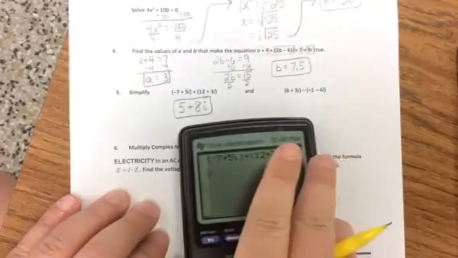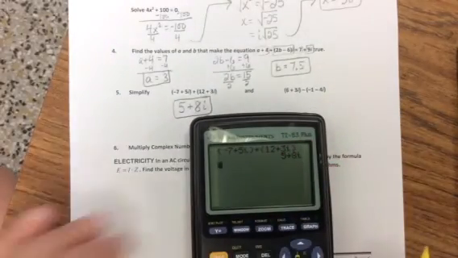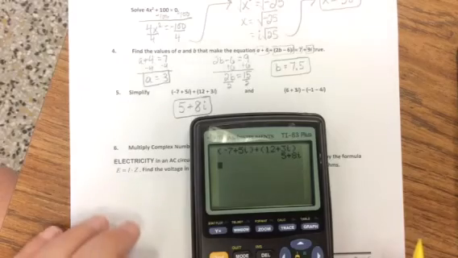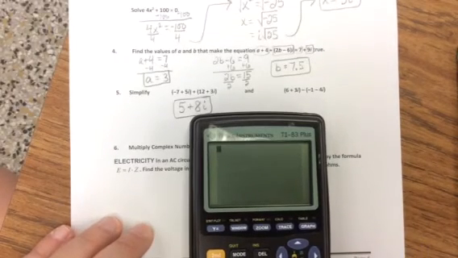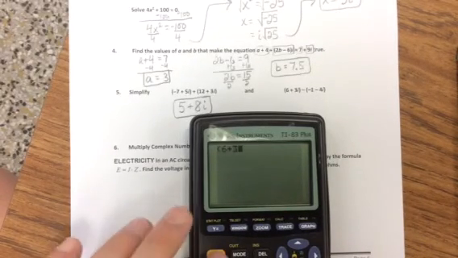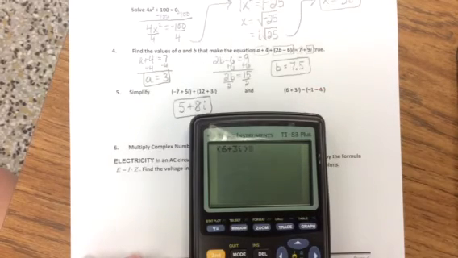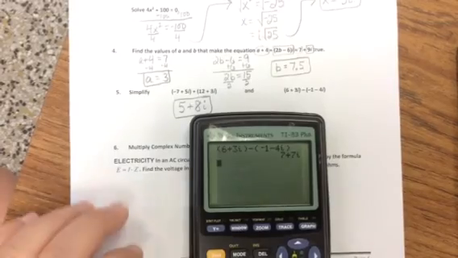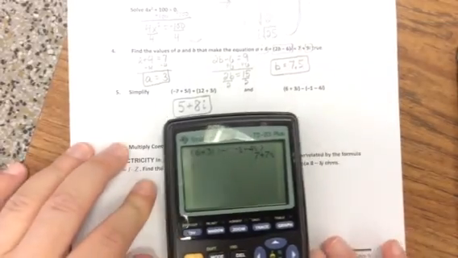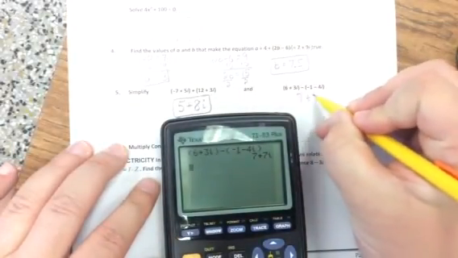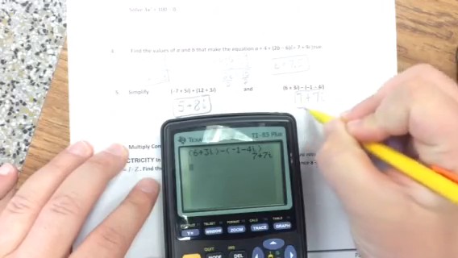Same thing with the subtraction over here. All right, same thing we've got going on. So I've got 6 plus 3i, and that's now minus negative 1 minus 4i. All you have to do is press enter, and your answer there, 7 plus 7i. And I'm done.